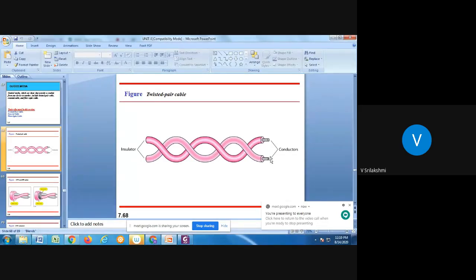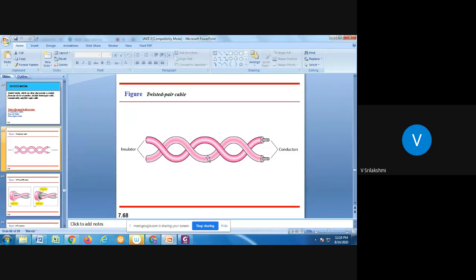And for these conductors, the material we are going to use is copper. Why? Because copper is a good conductor for electricity. So the data will travel very fast using the copper wires. That is the reason the conductors are made of copper wires. And the insulator is mostly plastic. So this is about your twisted pair.